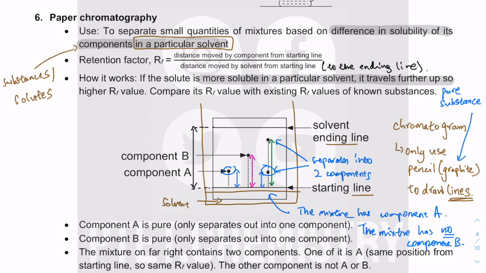So how do we know what is what? I can say that they are the same substance because the RF value for this spot is equal to the RF value for component A. That's how I know this mixture contains component A, but it does not contain component B because the RF value for this dot does not equal the RF value of component B, or component A, unless it's this one.